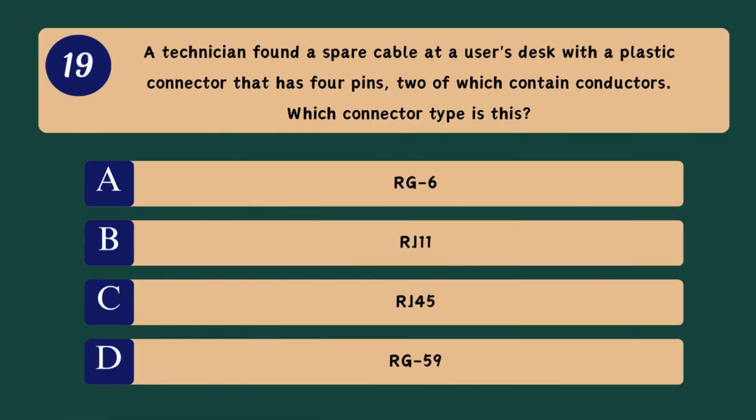Question 19. A technician found a spare cable at a user's desk with a plastic connector that has 4 pins, 2 of which contain conductors. Which connector type is this? A. RG6, B. RJ11, C. RJ45, D. RG59. Correct answer? B. RJ11.